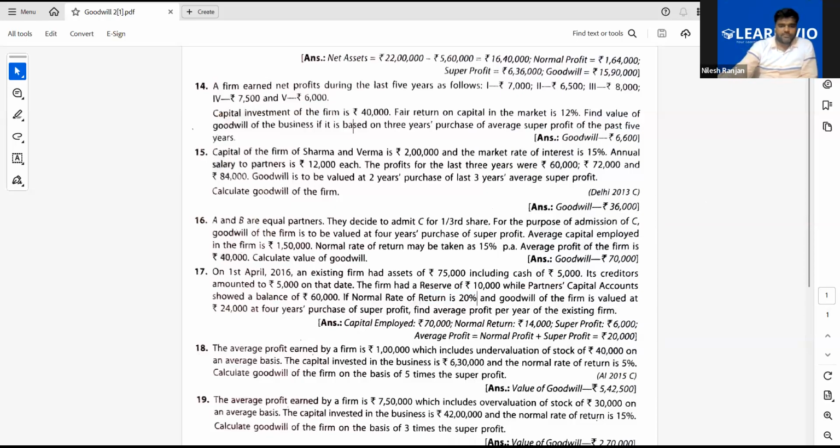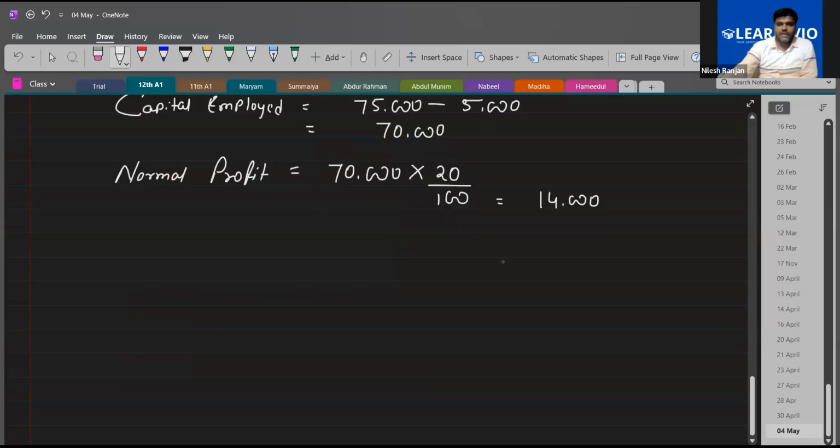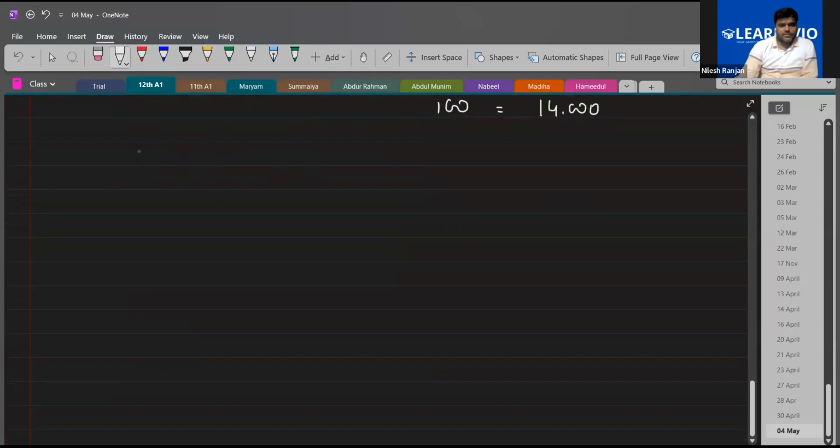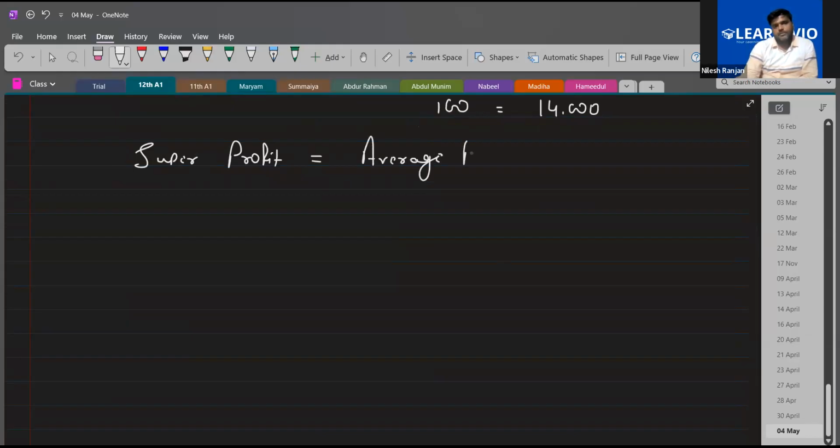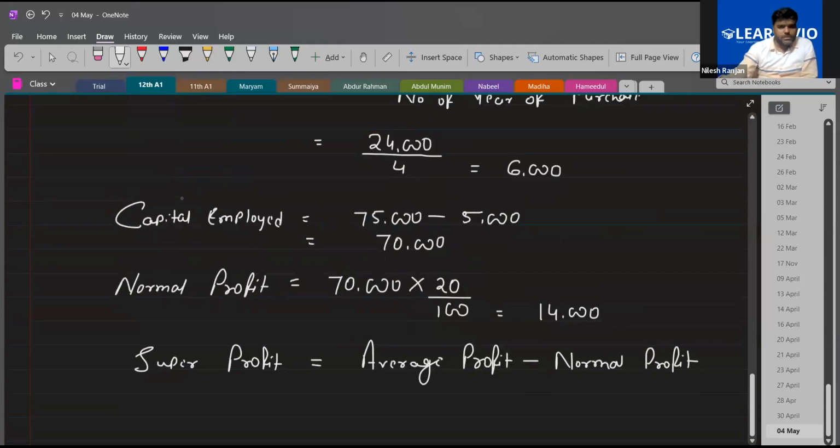So normal profit we have calculated, super profit we have calculated. Super profit equals to average profit minus normal profit. So super profit is 6,000.